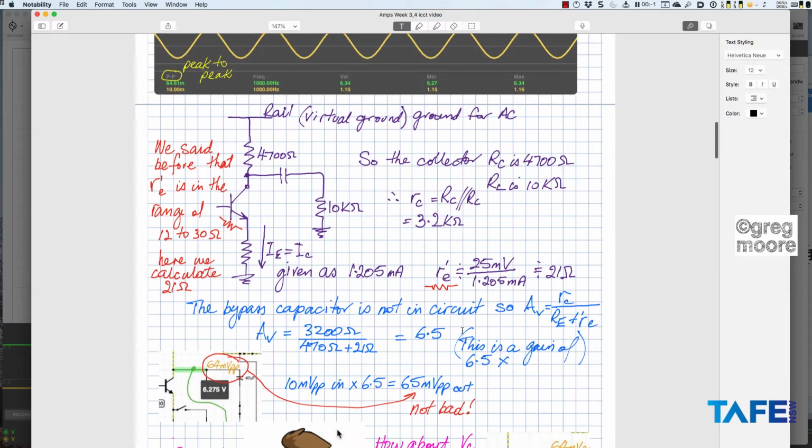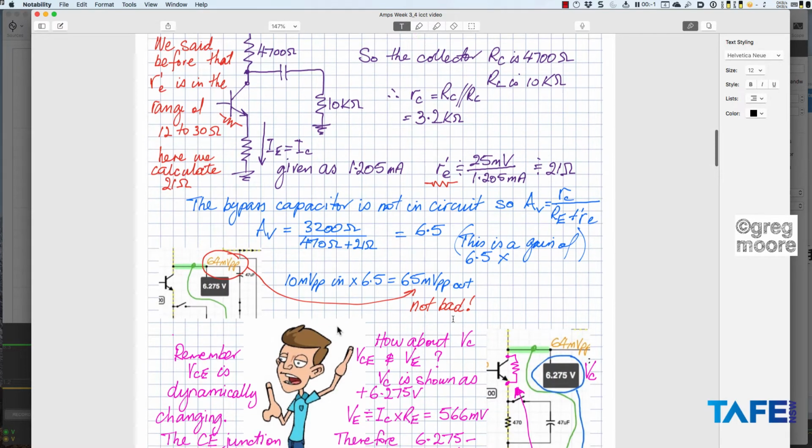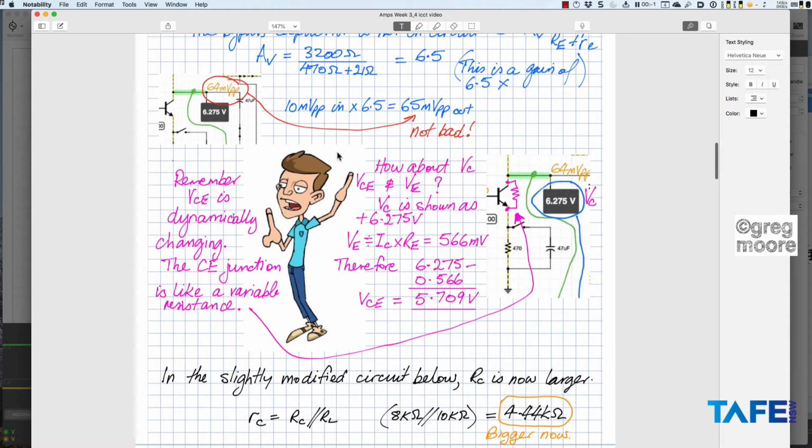So 3.2k, and then I have to divide that by, I've got to take into account little RE here. I've got to have big RE, it's unbypassed, plus little RE. I get a gain of 6.5 times. And that's pretty well exactly what I saw. I saw a gain of 6.4 times on the simulated oscilloscope, and the maths gives me 65 millivolts. So I've said that's not bad. That's exactly what we'd expect. And remember, VCE is dynamically changing. The CE junction is like a variable resistance across here.